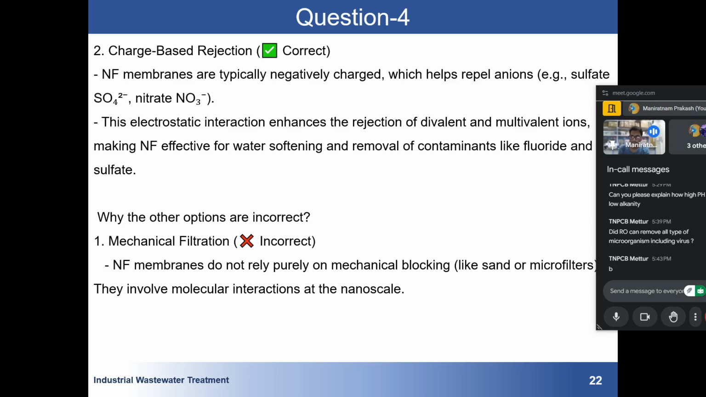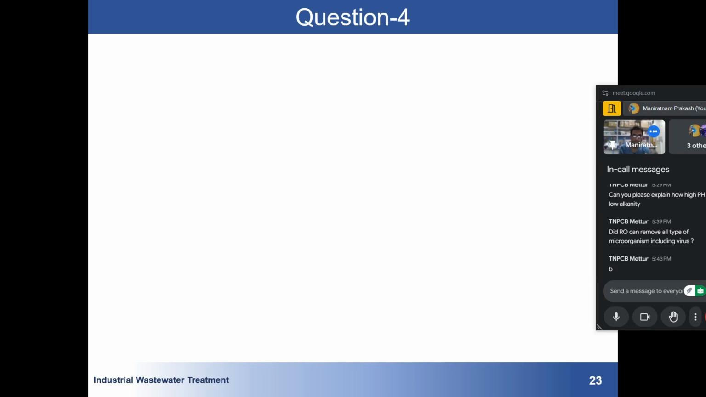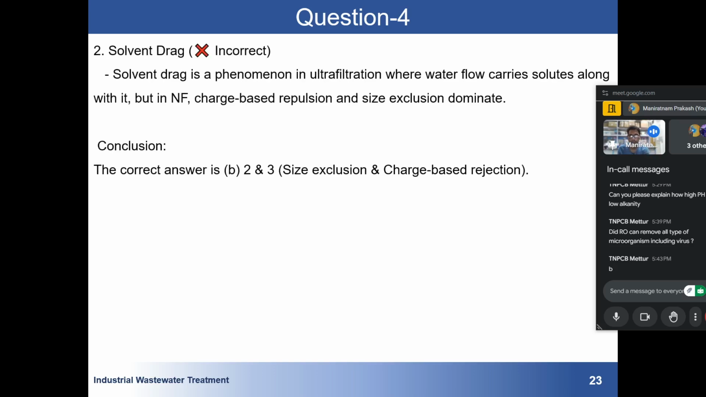Nanofiltration does not rely purely on mechanical blocking like sand or microfilters. It involves molecular interaction at the nano scale. So with nanofiltration, we are interacting at the nano level. We don't need to apply much pressure or force. There is some requirement, but the focus is more on interaction at the nano level.